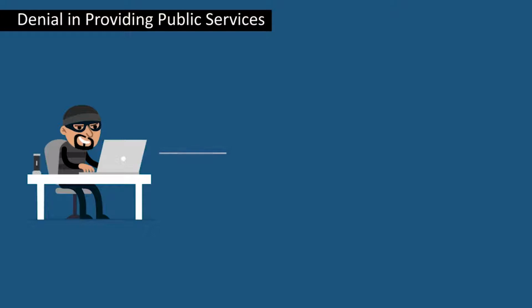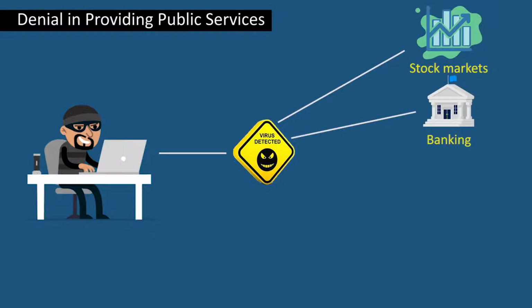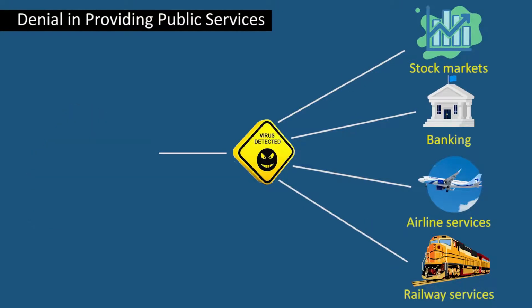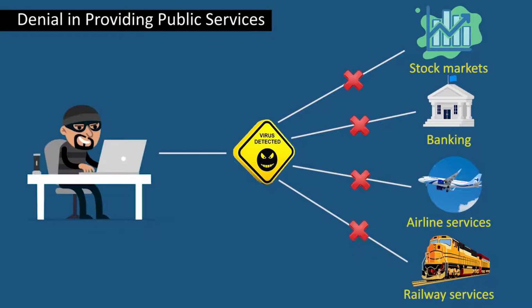Third one, denial in providing public services. An attacker can cause disruption in any public domains such as the stock markets, banking, airline services, and railway services by blocking access to valuable information for any authorized users in their organization.